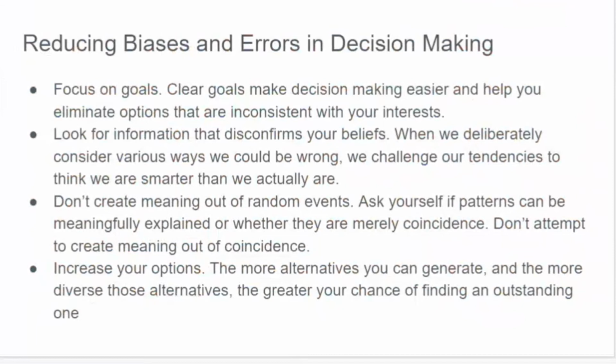So, you know, these are the things that you end up with whenever you're in organizations and you have to make these decisions, be it an individual decision or a group decision, and they can be challenging. So how can we reduce biases and errors? Well, you've got to focus on the goal. Don't lose sight of why we're making this decision. What is the goal? Clear goals make decision making so much easier.